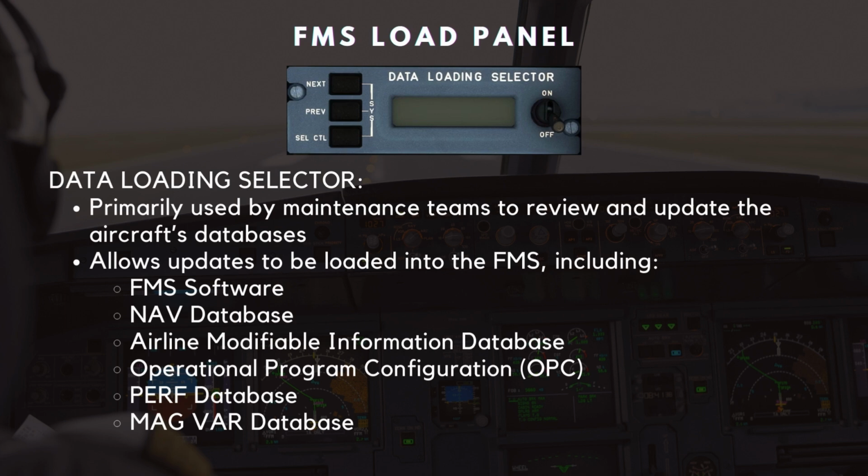Further up the right-hand side, we have the FMS load panel, a component primarily used by maintenance teams to review and update the aircraft's databases. This panel allows updates to be loaded into the flight management system, including essential data such as the FMS software, nav database, airline modifiable information database, operational program configuration, perf database, and the magnetic variation database. These updates are crucial for ensuring the accuracy and functionality of the aircraft's navigation and operational systems.